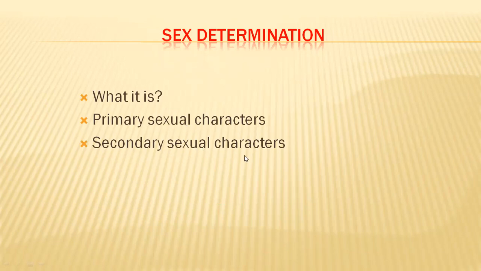And what are secondary sexual characters? Secondary sexual characters can be seen once the organism matures fully in terms of sexual maturity. In human beings, once they become sexually mature, we can see secondary sexual characters like developing mammary glands and mustache. Such characters are called secondary sexual characters. Based on these characters, we can determine the sex of the organism.